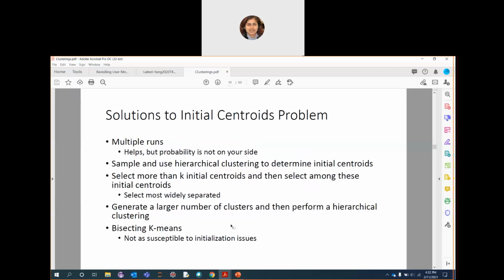Then next comes the initial centroid problem. When you randomly choose the initial centroid, is there any issue to that? If there is an issue, what are the solutions to that? You may have to perform multiple iterations to find out the initial centroid, but that solution may not always be on your side.